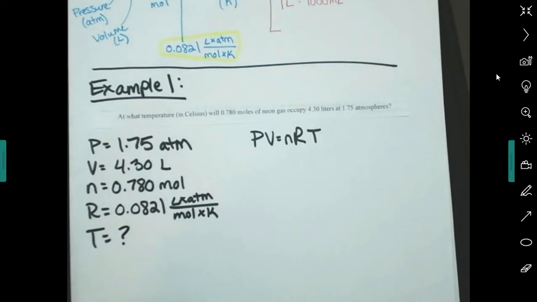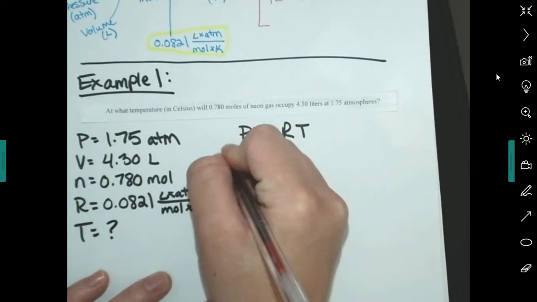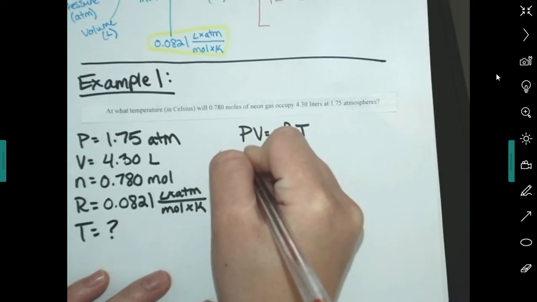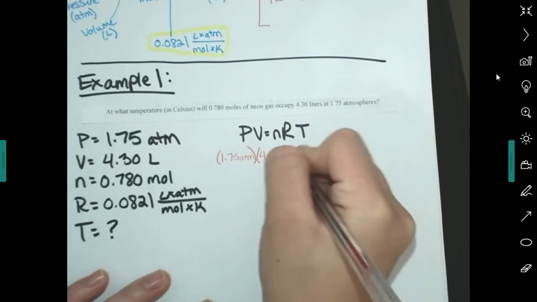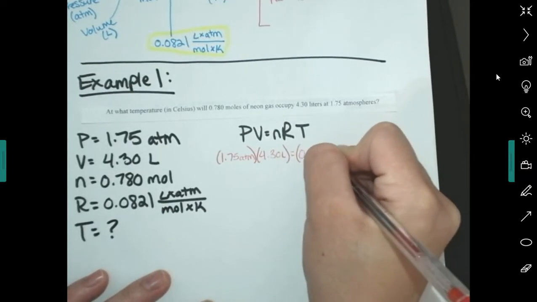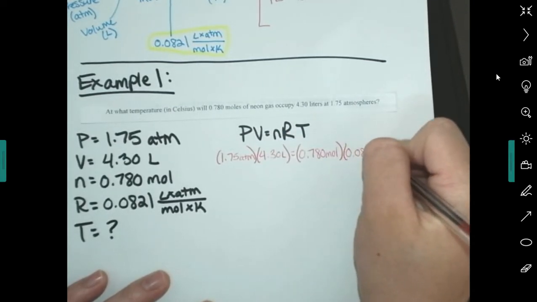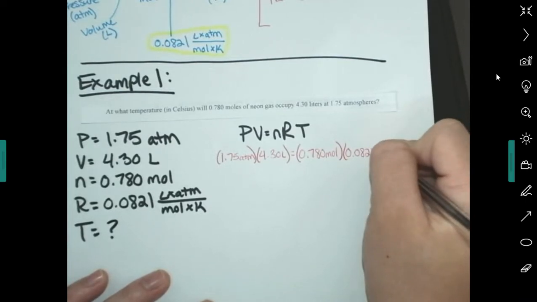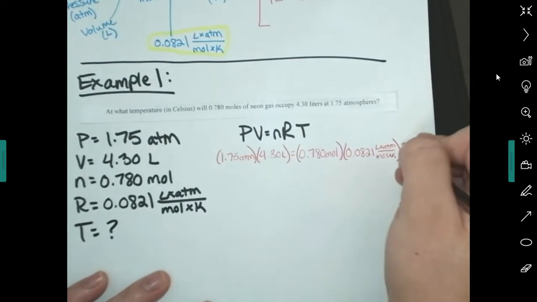So now let's plug everything into our equation. I'm going to use this red pen, not a Sharpie, because it takes up too much space. Let's plug in everything we know. P is 1.75 atmospheres. V is 4.30 liters. Equals n, which is 0.780 moles, times R, which is 0.0821 liters times atmospheres. I know it's tedious to write out the units, but there is a method to my madness, and I'll show you why in a second. And then T is our variable, so I'll just write it as T.